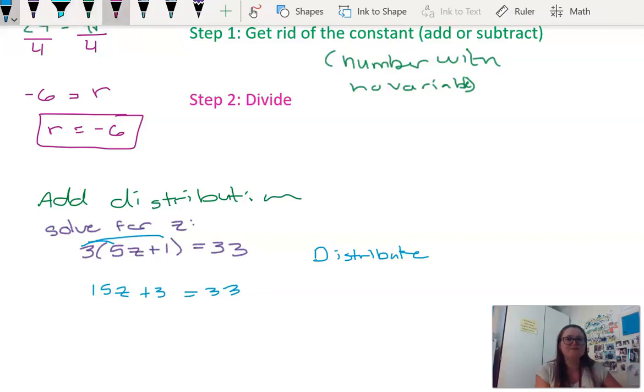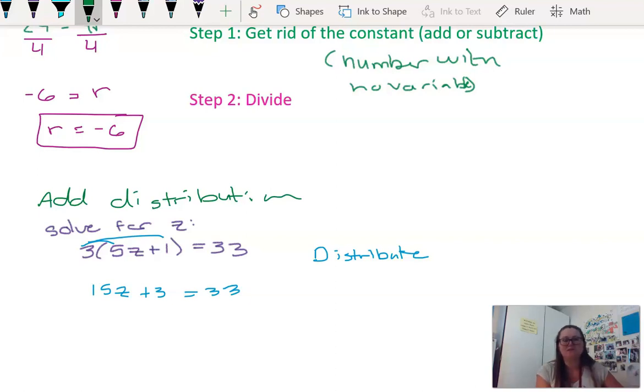Okay, now that I've distributed, I kind of want to check, are there any like terms I could combine? This one doesn't have any. There's no like terms on this one. So we're going to go right in. Now we basically just have a two-step equation, right? So now this looks just like the ones above. The z is on the left side this time.